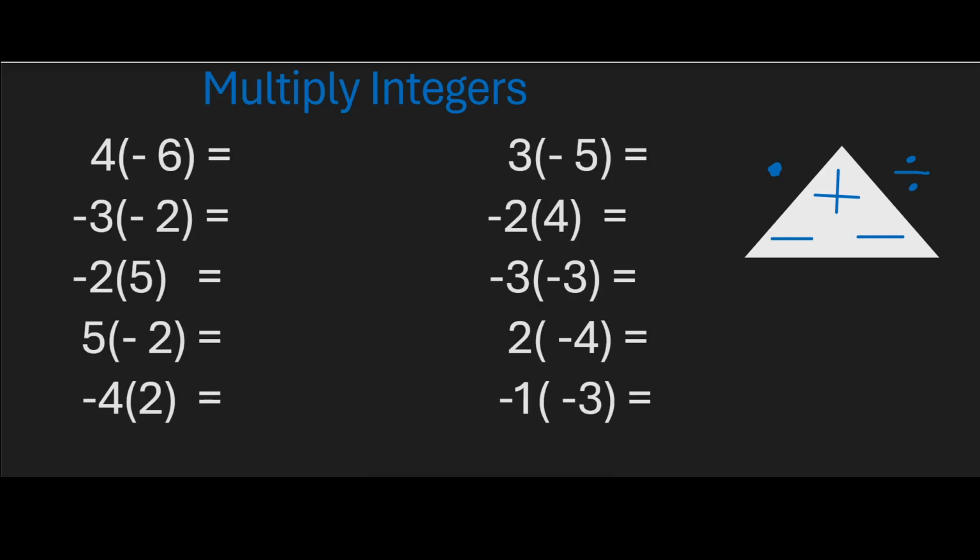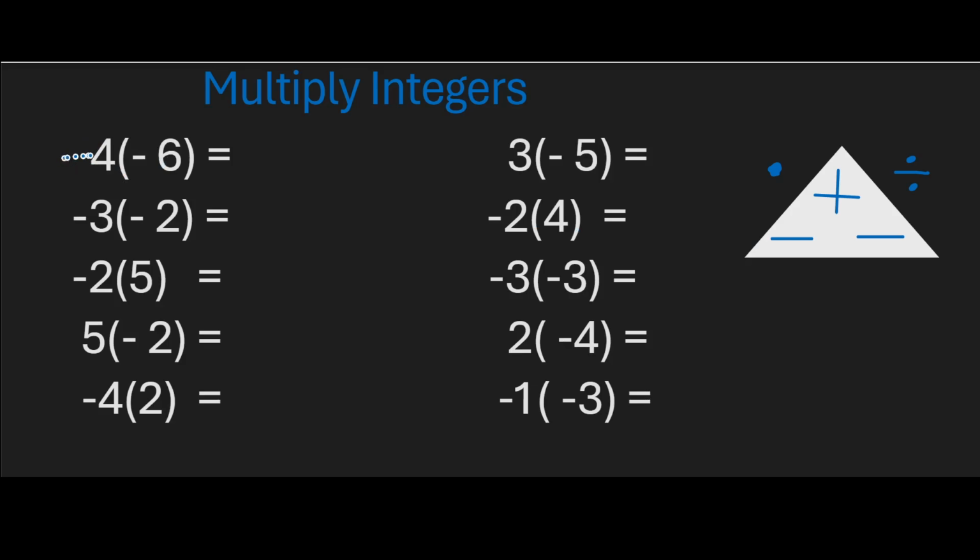We're gonna be multiplying integers. Whenever you multiply integers, we're gonna be using this triangle. And we're gonna be using it to multiply the signs or divide the signs. Okay? And that's how you know if the answer is gonna be positive or negative. Okay? And let's start with the first one.